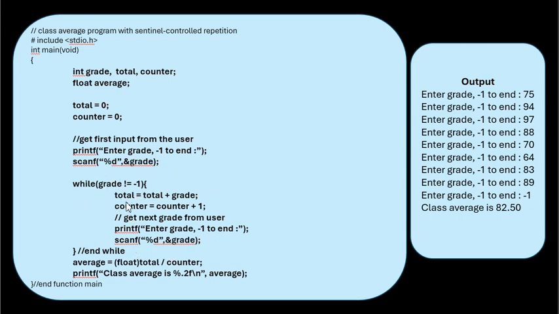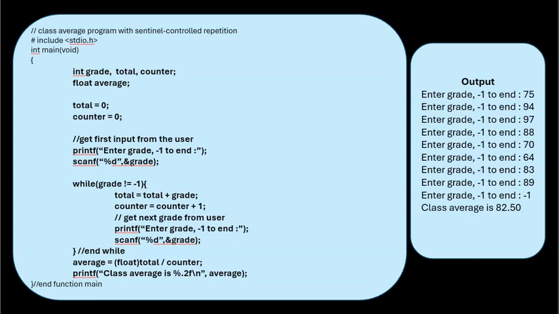Then total equals total plus grade. Here we have initialized total to 0. That means we add 0 to 75 because the user entered 75. Then the total is updated to 75. Then we have to increase the counter. Likewise, we can run this program until the user enters -1 as the grade. That is the difference between those two repetitions.